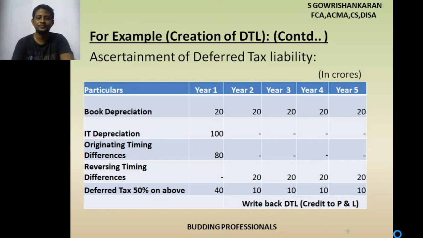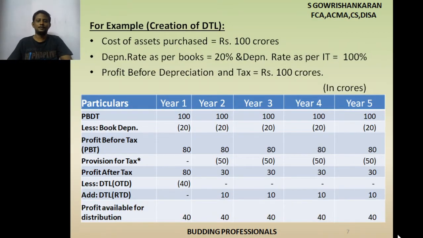Now go through this. Just refer to year 2, year 3, year 4, year 5. Refer to profit after tax first. What is my profit after tax figure for year 2? 30 crore. For the third year? 30 crore. Fourth year 30 crore. Fifth year 30 crore. And what I'm doing is reversing the timing difference which has already originated. Whatever 40 crore I debited in the first year is reversed every year in equal proportion.